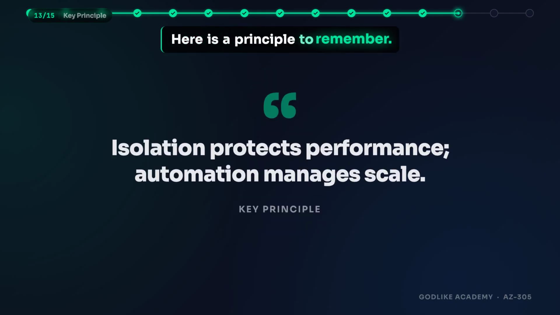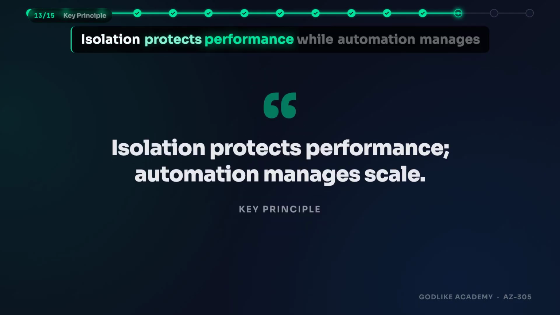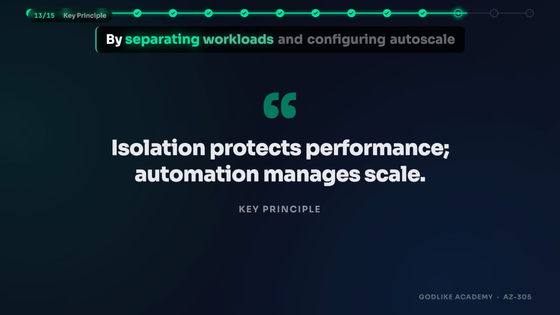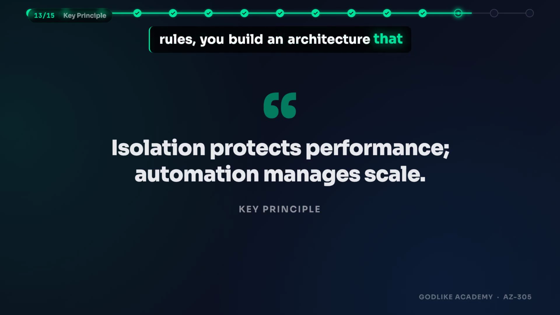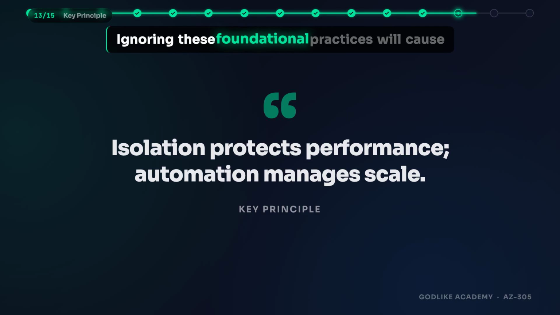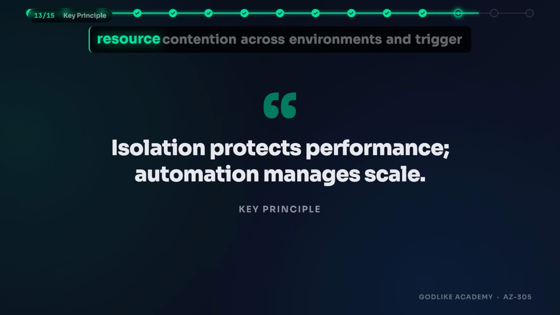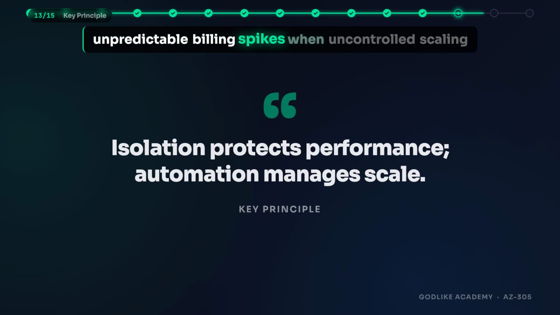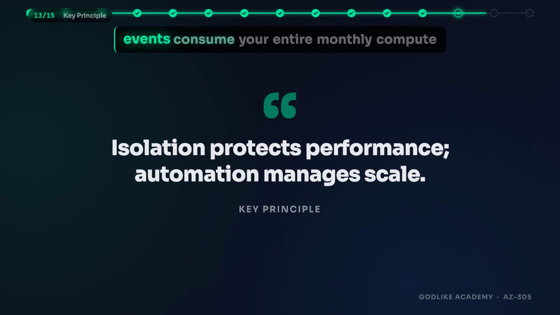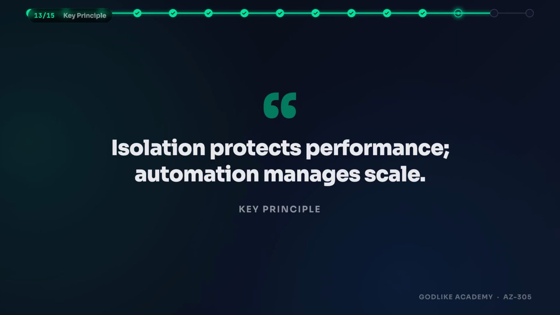Here is a principle to remember. Isolation protects performance, while automation manages scale. By separating workloads and configuring autoscale rules, you build an architecture that is both resilient and cost-effective. Ignoring these foundational practices will cause resource contention across environments and trigger unpredictable billing spikes when uncontrolled scaling events consume your entire monthly compute allowance without proper alerting mechanisms in place.